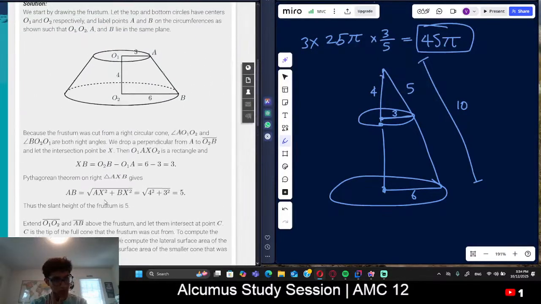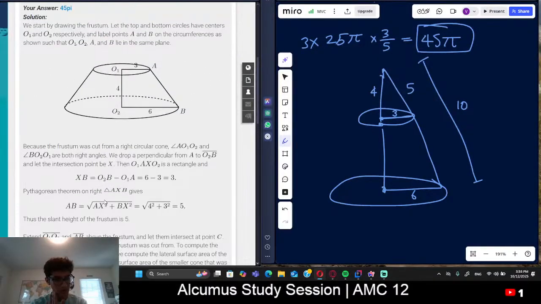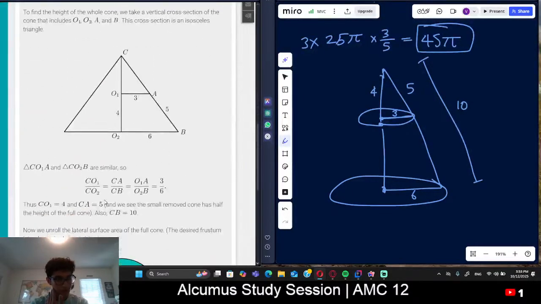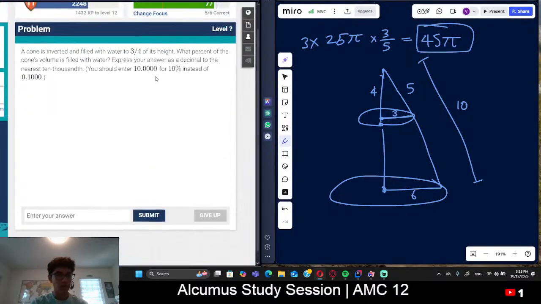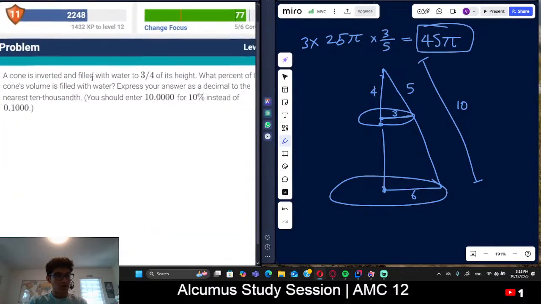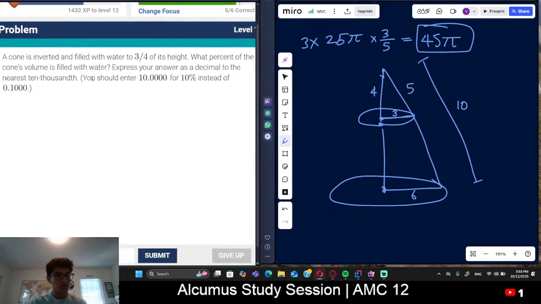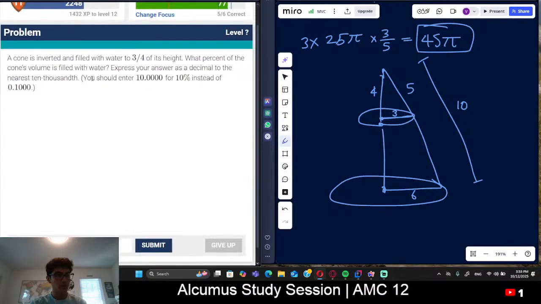And the formula, it's the same formula as earlier, I think. So that's good that I remembered that. Yeah, okay. Next. A cone is inverted and filled with water to 3/4 of its height. What percent of the cone's volume is filled with water?